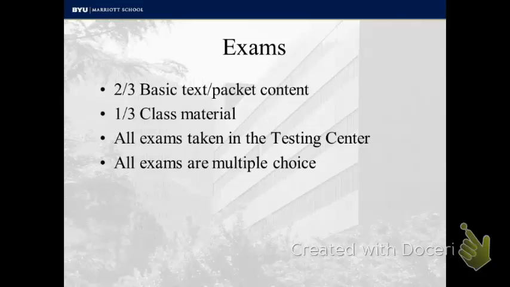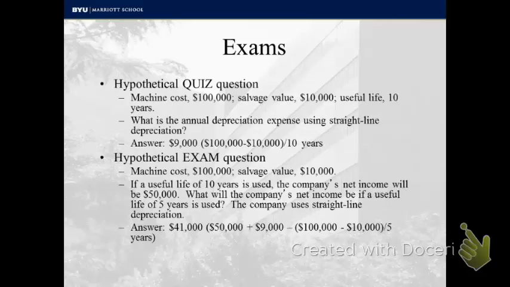To give you an idea of what you might see in an exam question versus a quiz question, I thought I'd just give you a quick example. So you can see here the first question, hypothetical quiz question, just simply asks for the amount of depreciation expense using straight line depreciation. So you're given the machine cost, the salvage value, useful life, and you're just calculating depreciation expense. That's pretty straightforward. It's just a one-step sort of question.